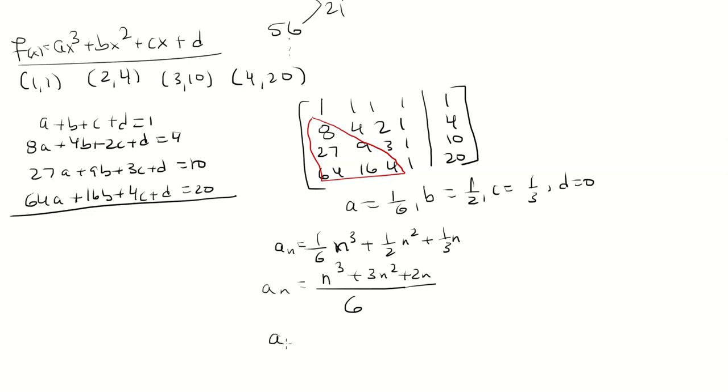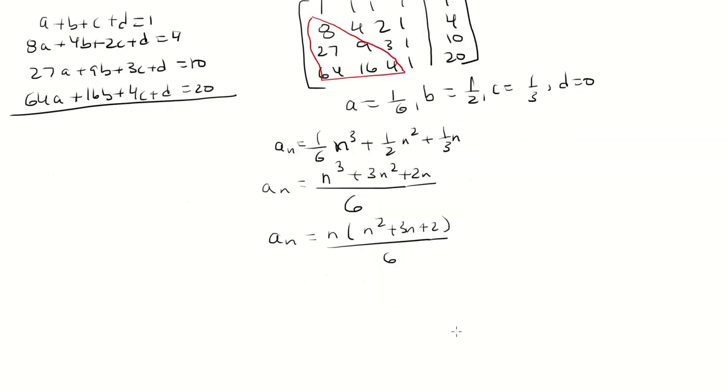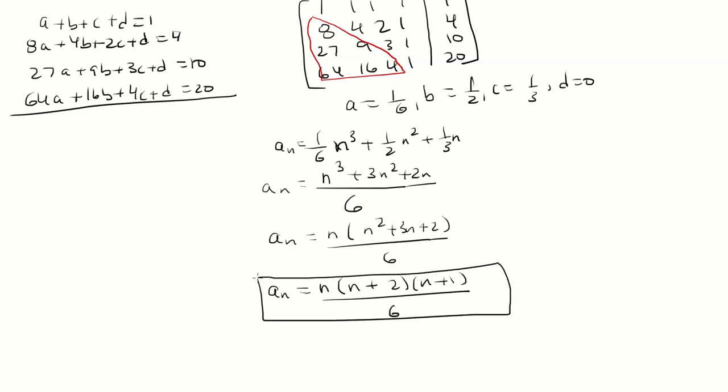If you want to factor this further, you can pull out an n, leaving n squared plus 3n plus 2, and then factor this into n plus 2 times n plus 1, over 6. And so this will be the final answer.